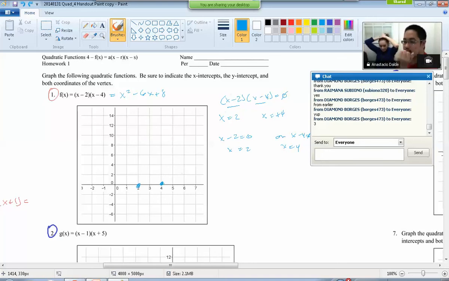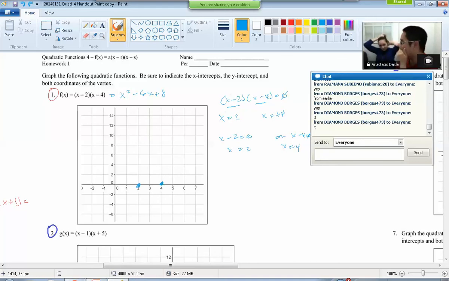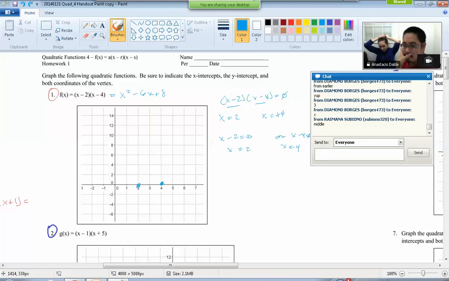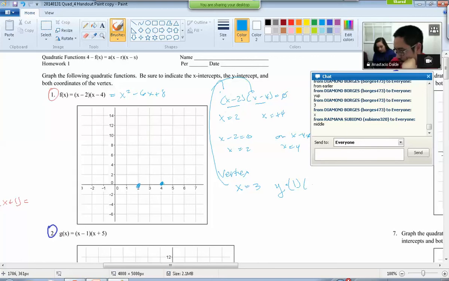So where's the vertex of this thing? Diamond's saying 3. How'd you get that? Because 3 is in between 2 and 4. That makes sense. But that's only the x for the vertex, which is at 3. What's the y? How do we figure out the y value of the vertex? I plug in 3 for x in my original function. So I have 3 minus 2, which is 1, times 3 minus 4, which is negative 1, and my answer is negative 1.